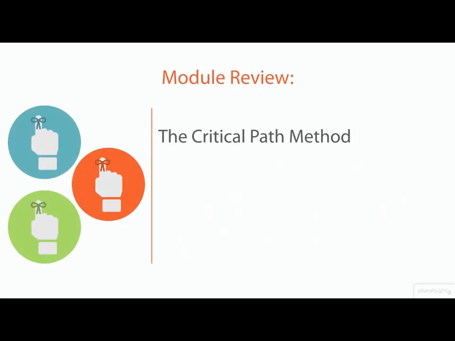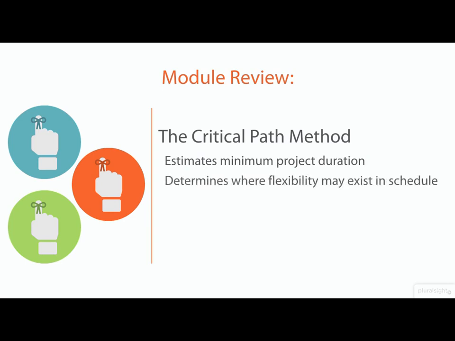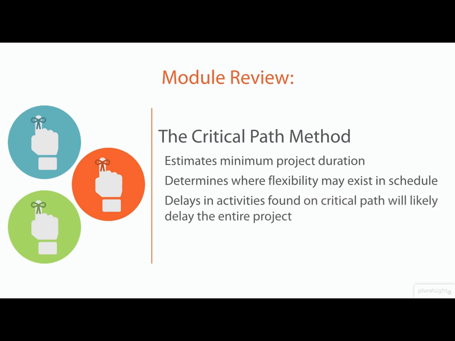Now, the critical path method is very useful because it can estimate the minimum project duration. What is the least amount of time it will take to go from the very beginning until the very end of this project? The critical path can also determine where flexibility exists in the schedule, as represented by float or slack, time in the schedule where we might not need to move immediately from one activity to the next. Now, any delays in activities that are found on the critical path will likely delay the entire project, which makes the critical path, well, critical.